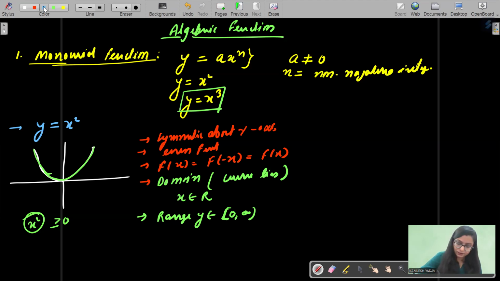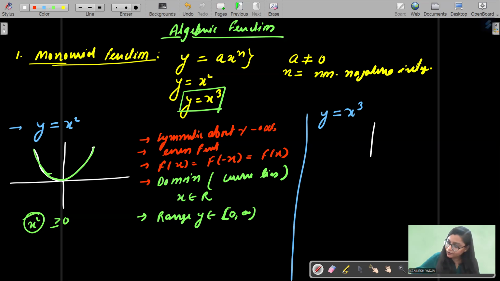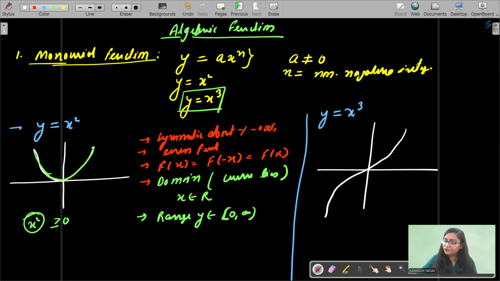So the next graph is y equal to x cube. Now we draw the graph of y equal to x cube. It has a form like this. Here we see this graph is symmetric about the opposite quadrant. It means the first part of the graph is in the first quadrant and the second part of the graph is in the third quadrant.